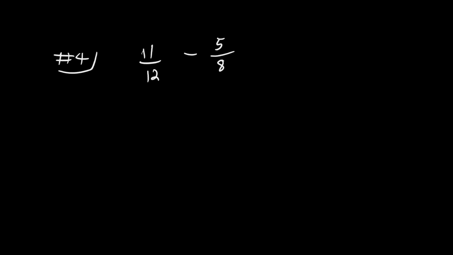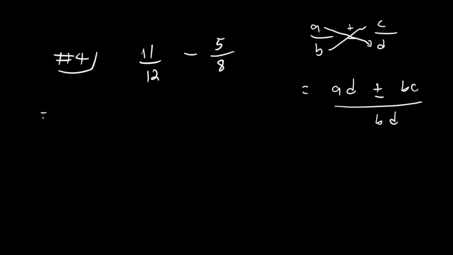For number 4, we have 11 over 12 minus 5 over 8. Always remember, if we have two fractions, a over b, and it's either plus or minus c over d, when cross multiplying, we need to multiply first a to d, plus or minus b to c.